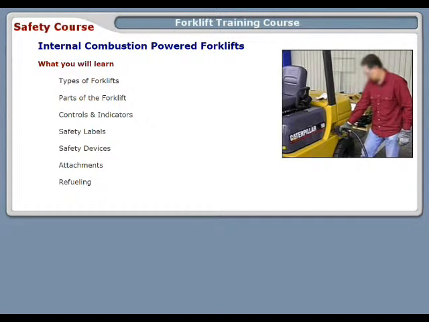This course covers internal combustion powered forklifts. You'll learn about the types of forklifts, parts of the forklift, controls and indicators, safety labels, safety devices, attachments, and refueling safety.